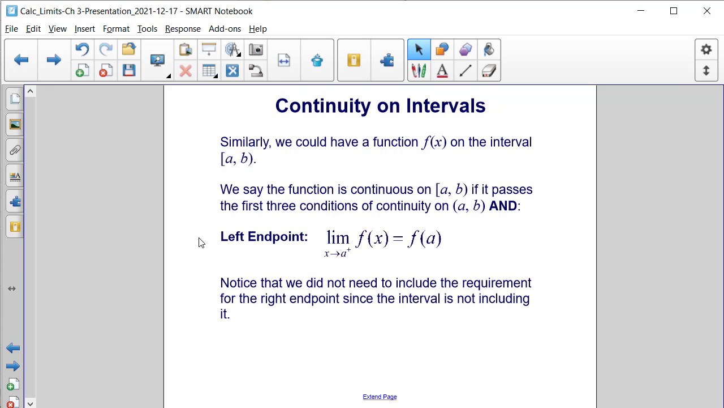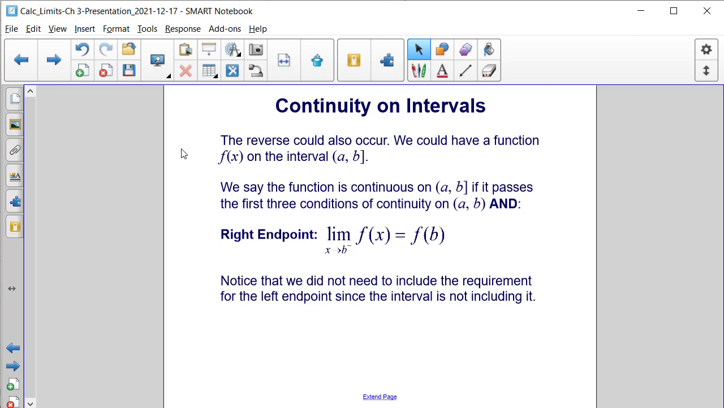Similarly, we could have a function f of x on the interval that's closed at a, but then open at b. And we say that the function is continuous on this interval that's closed at a but open at b if it passes the first three conditions of continuity on the open interval from a to b, and at that left endpoint, the limit of f of x as x approaches a from the right is equal to f of a. Notice that we did not need to include the requirement for the right endpoint since the interval is not including it.